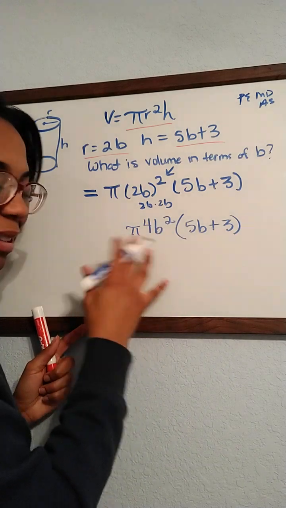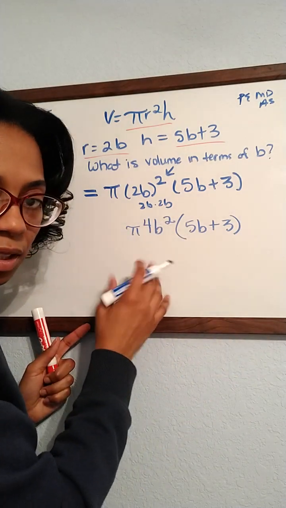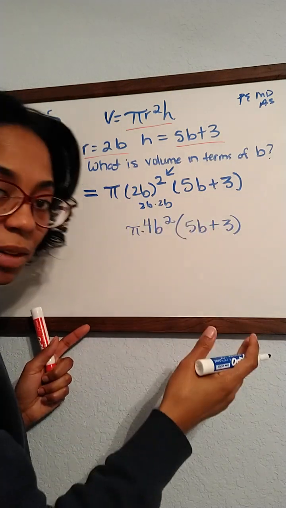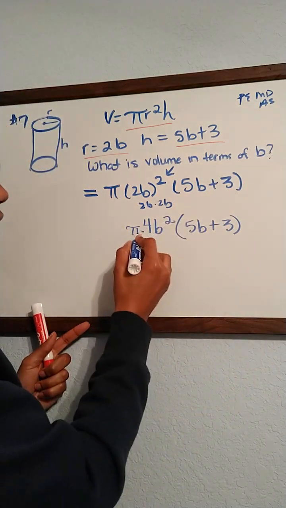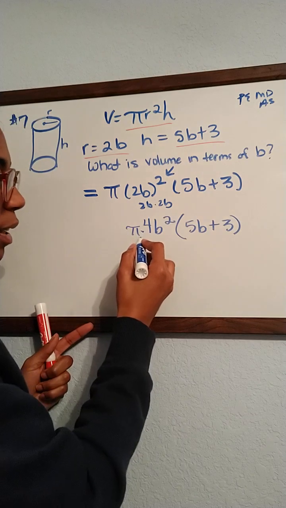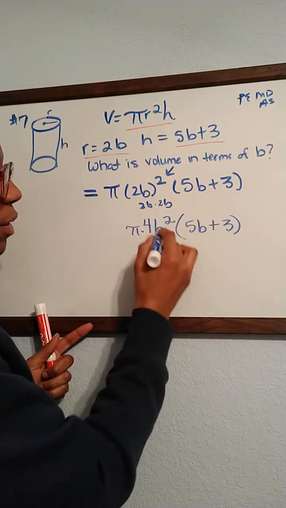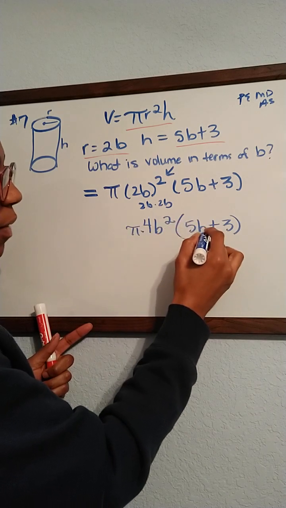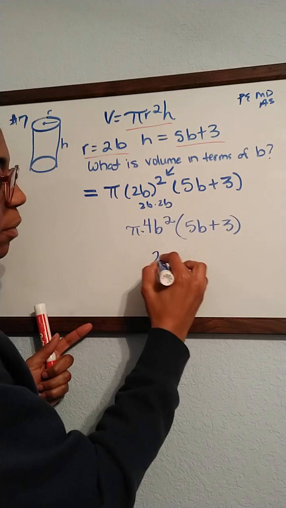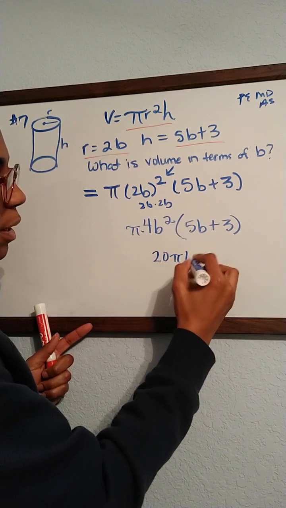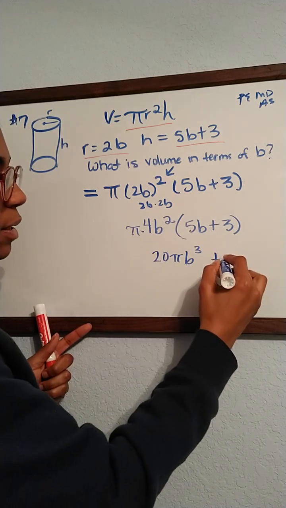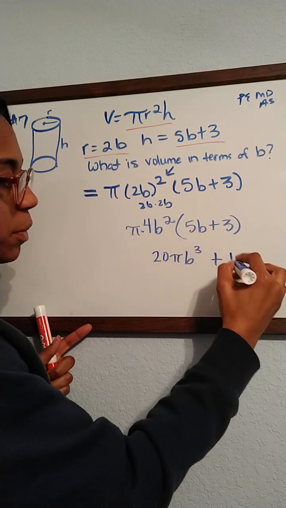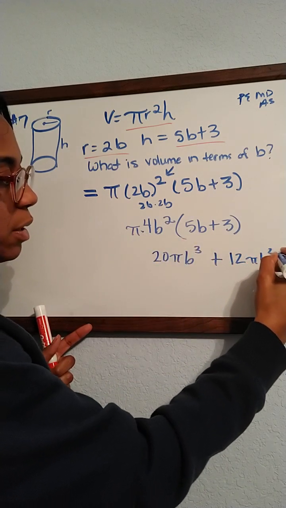Can't forget about pi. Now just leave pi there if you need to and keep bringing it down to the very end. That's fine, but you may get confused about what to do with it. You just got to remember, pi is being multiplied times everything as well. So this is actually 4b squared and pi. You can't forget about that. So now I'm going to multiply all of this times that. 4b squared times 5b. Don't forget the pi. So that's going to be 20 pi b cubed plus 4b squared times 3. Don't forget the pi. So that would be 12 pi b squared. That's it.